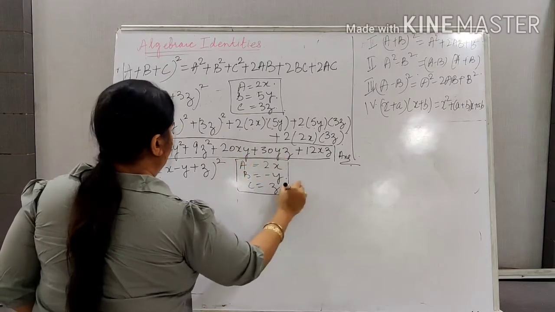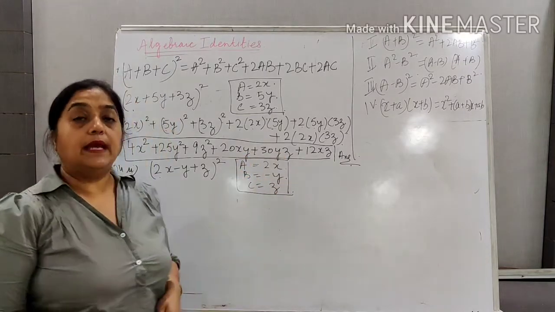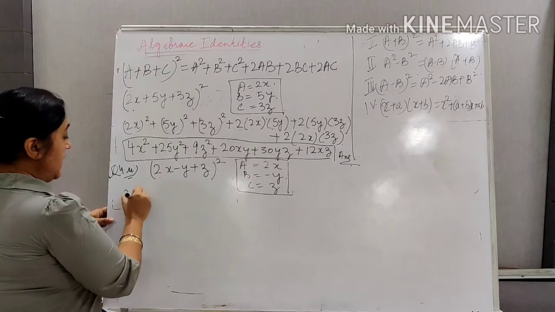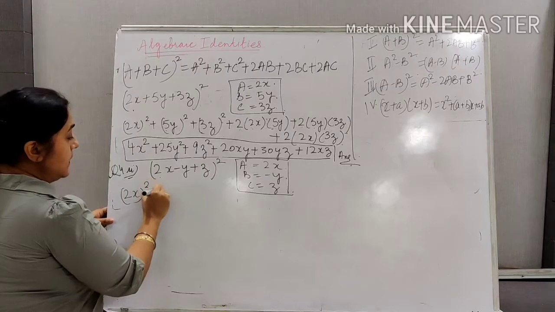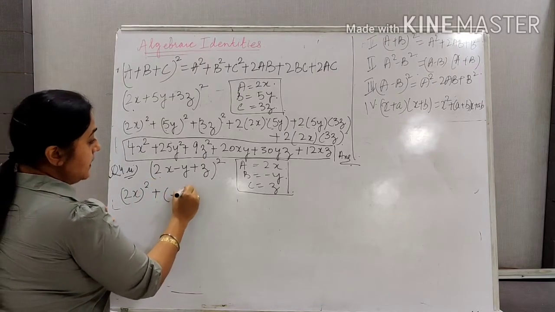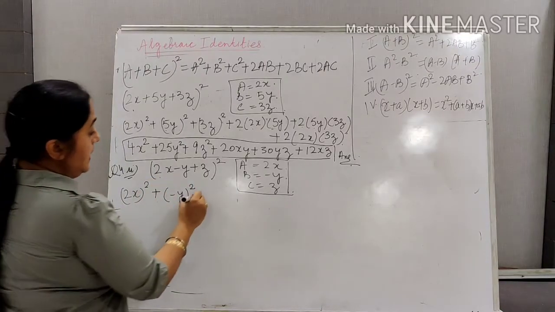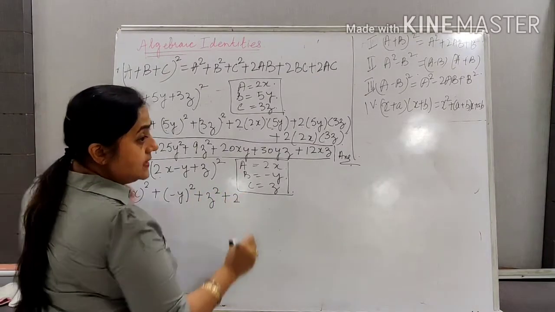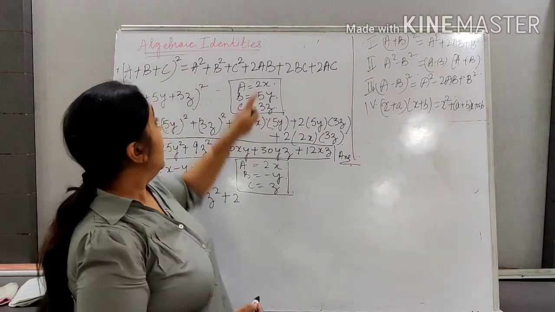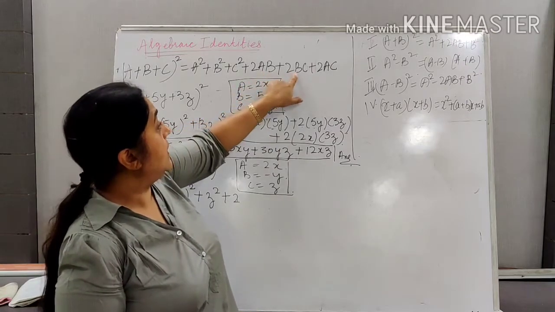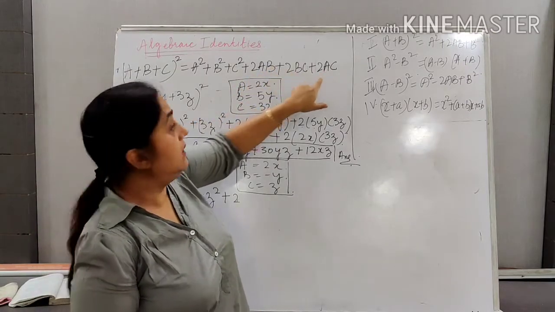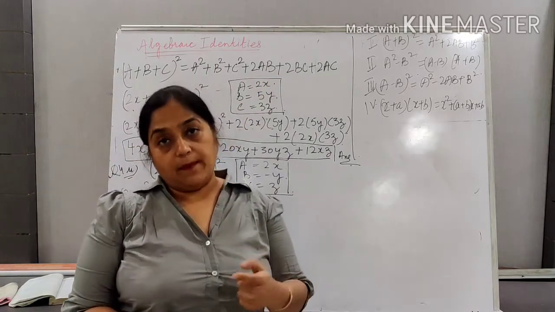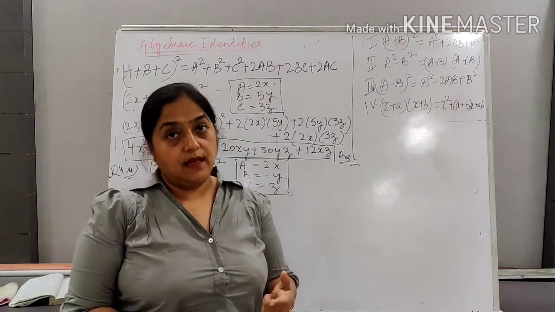Please see it very carefully. Here I am having b as minus. So what will you get? a square. a square means (2x) whole square. b square. b square is (minus y) whole square. c square. c square is z square. Then what is it? ab. See, I have 2 times ab, 2 times bc and 2 times ac. One is twice of ab, then it is bc, then it is ac.